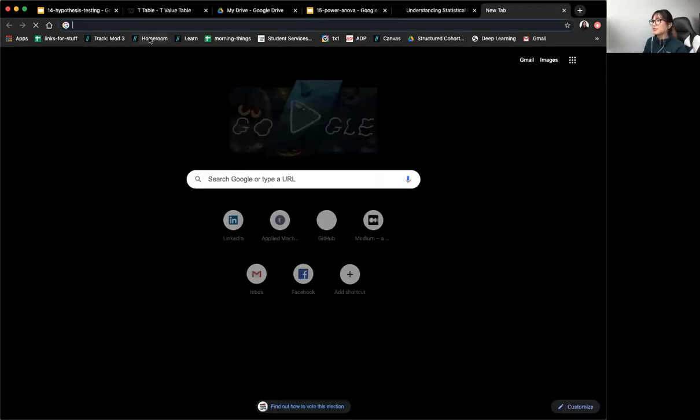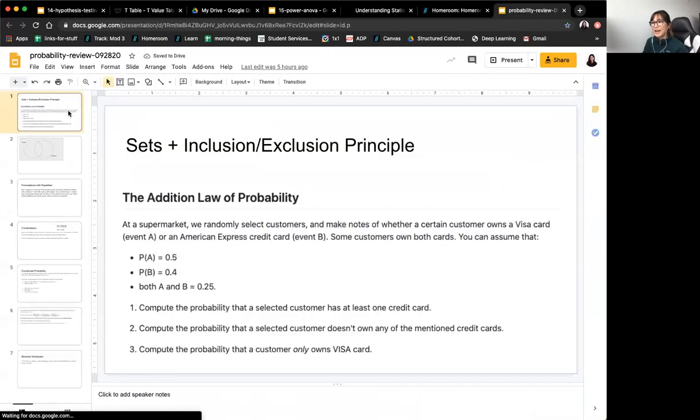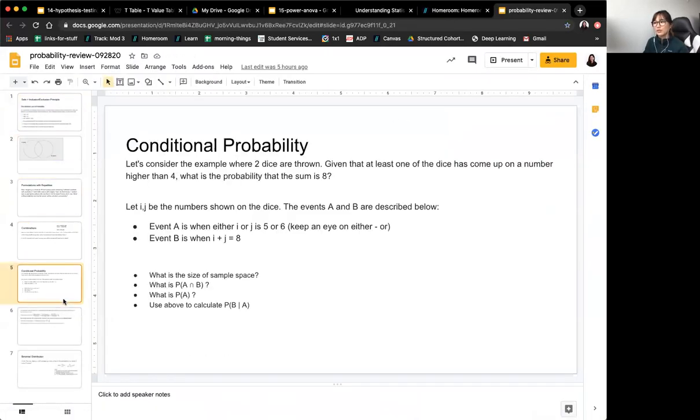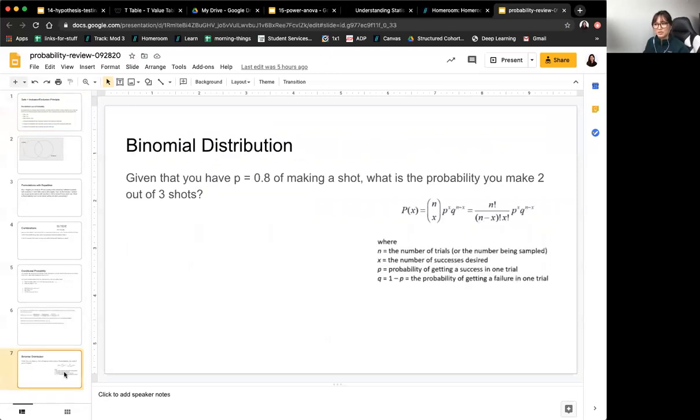Oh, yeah. So if we go to the homeroom, on Monday I'll be doing an extra section on solving probability questions. I've already linked a slide deck, and it has all the questions that I will be going through. This is optional. It's really just me walking through how I would solve probability questions, and answering any questions about probability itself. I'm also going to talk about the binomial distribution.